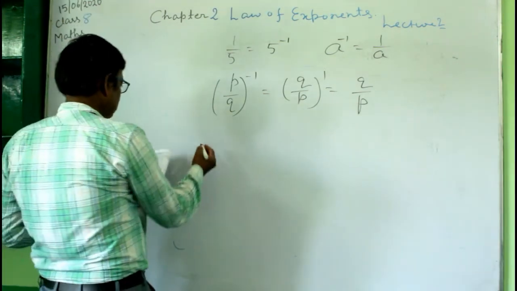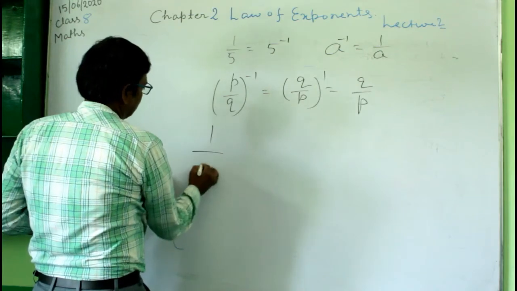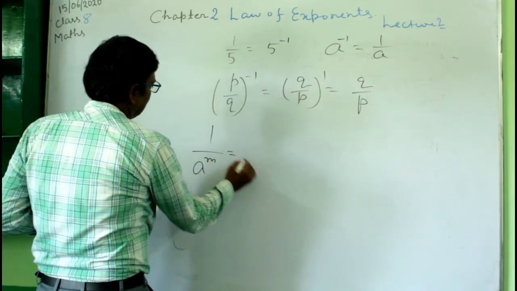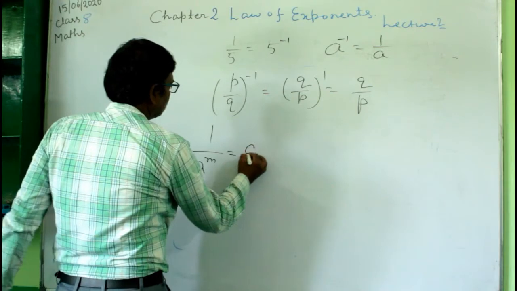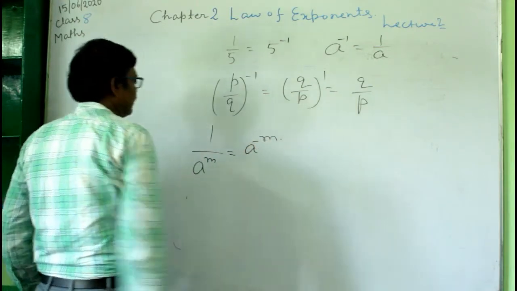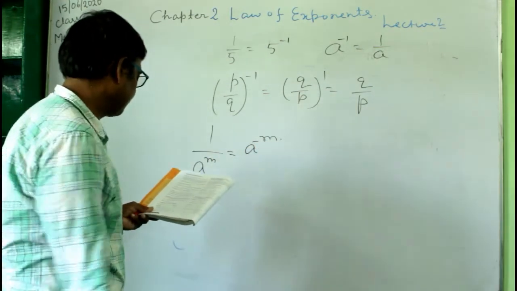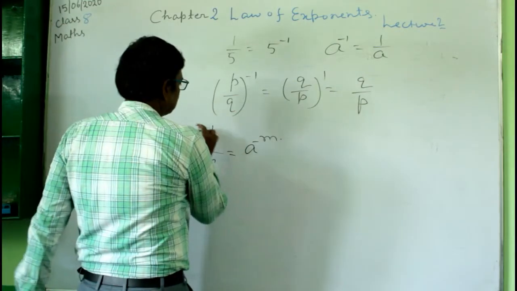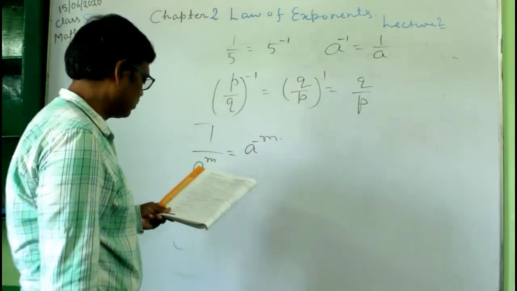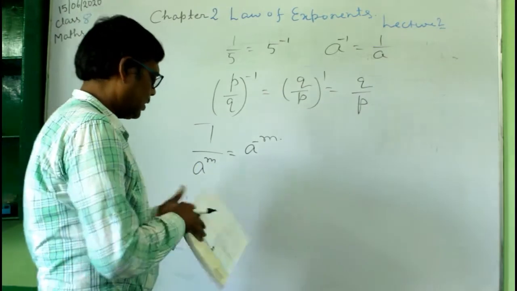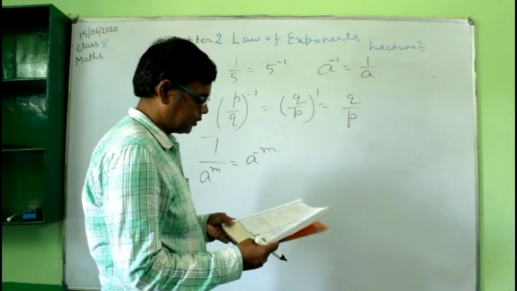And similarly, suppose you have 1 by a to the power m, where a is any rational number, then it will be written as a to the power minus m. Remember this formula, you must remember this formula. Now I will solve the questions from this exercise.